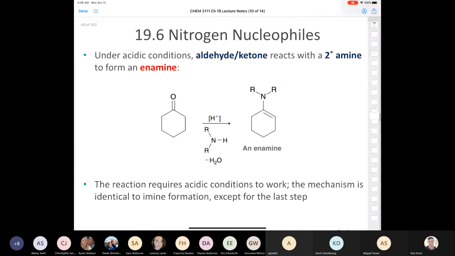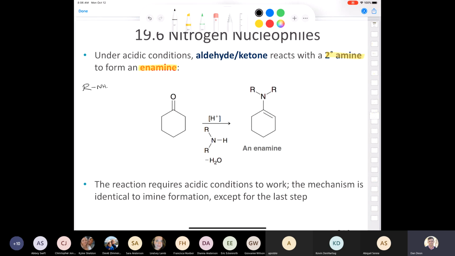Here's an enamine. Under acidic conditions, an aldehyde or a ketone reacts with a secondary amine to form an enamine. Right now, I'm probably just doing review for all of you, but you should know that this is a primary amine when you have an NH2, and when you have two R groups on your nitrogen, like this, that would be a secondary amine. Okay, so I just want to clarify that if you're unsure about that.